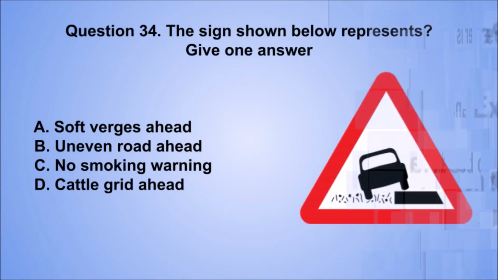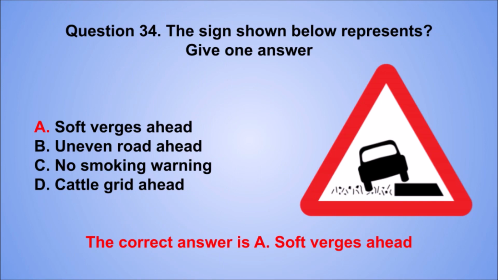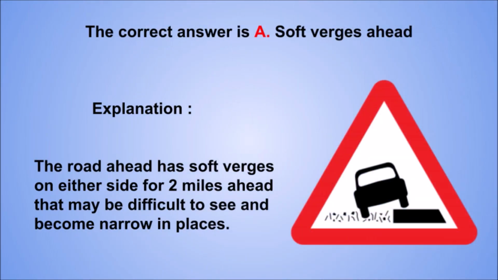Question 34. The sign shown below represents, give one answer. A. Soft verges ahead. B. Uneven road ahead. C. No smoking warning. D. Cattle grid ahead. The correct answer is A. Soft verges ahead. Explanation. The road ahead has soft verges on either side for 2 miles ahead that may be difficult to see and become narrow in places.